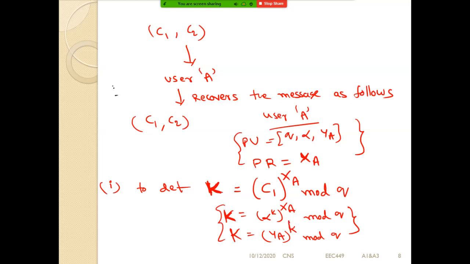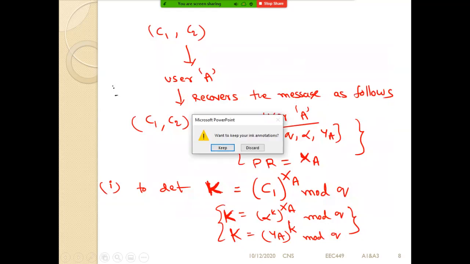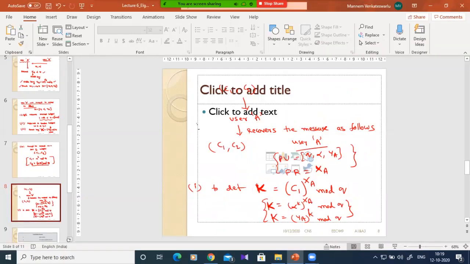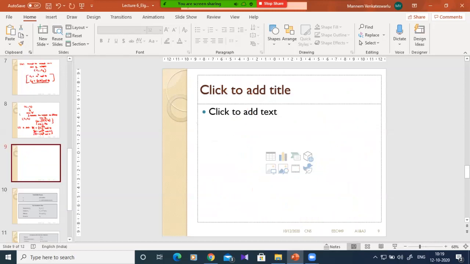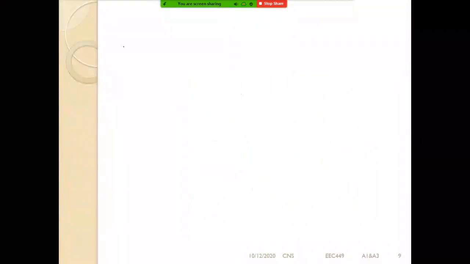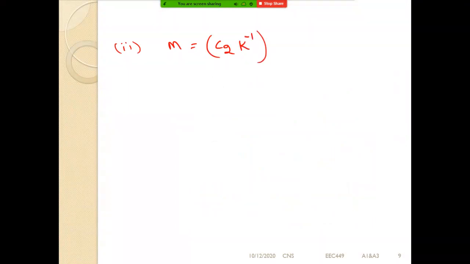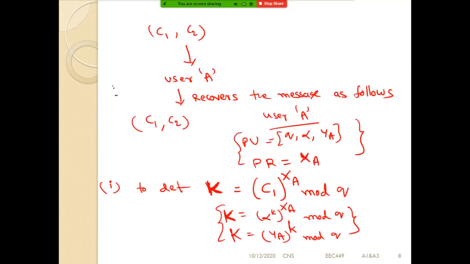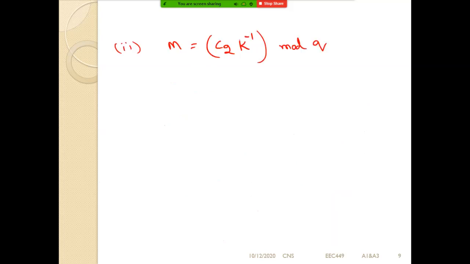So this is the small k. Once the secret key is known, the next procedure is to determine the message, or to decrypt the message. The second step is M is equal to C2 into K inverse mod Q. C2 is the actual ciphertext integer, and capital K inverse we have generated already. When we use the K inverse, we will get the original message as M.